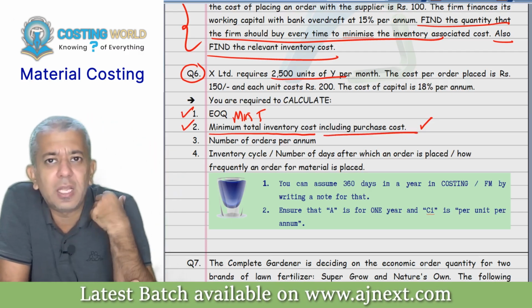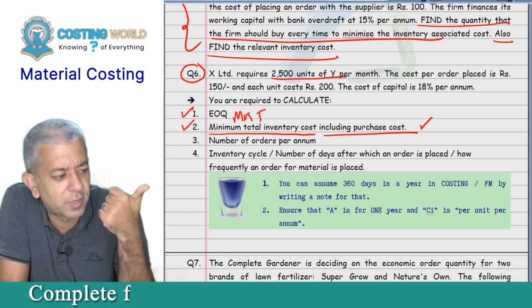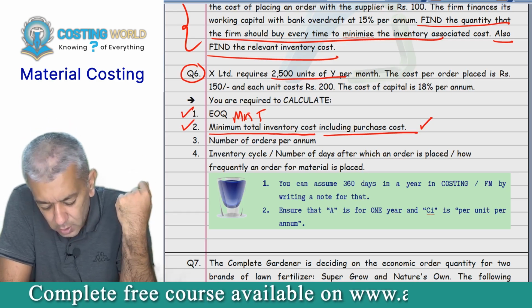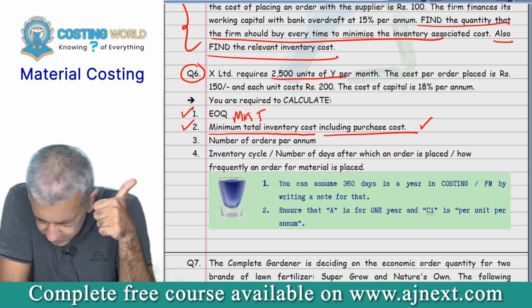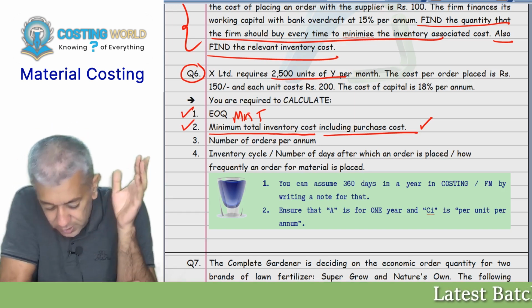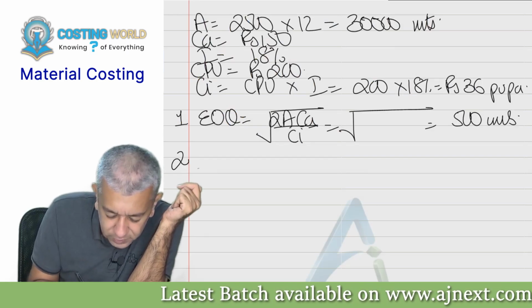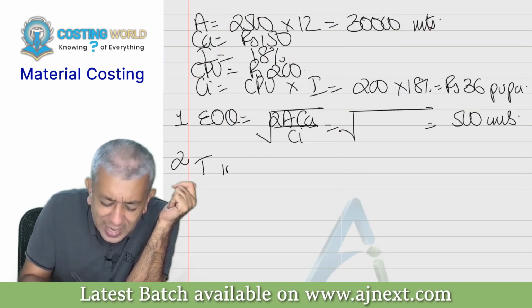See, my T only includes two types of cost here. One is TCA, one is TCI. So we will add purchase cost separately. Is that okay? So let's try to find out T first. Can you say we want T at EOQ?